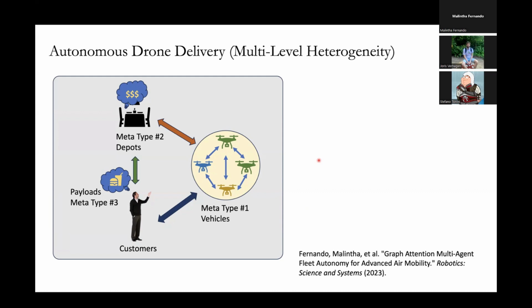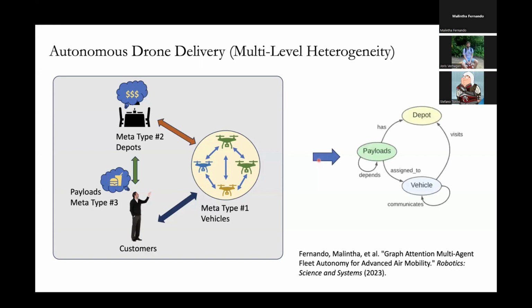So the problem that I'm going to discuss here is an advanced air mobility problem. We have a set of vehicles. They can have different carrying capacities: small, medium, and large. They interact with a set of depots in the system. And these depots populate a set of payloads into the system that are also small, medium, and large. For example, the largest robot can carry small and medium payloads. So the interaction graph in this case is not a homogeneous graph anymore. It is a heterogeneous interaction graph. This is the meta graph for this particular scenario.